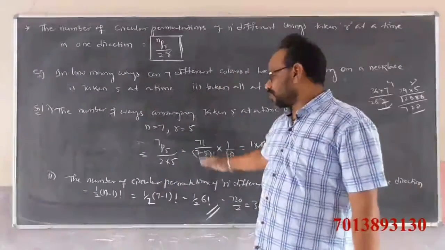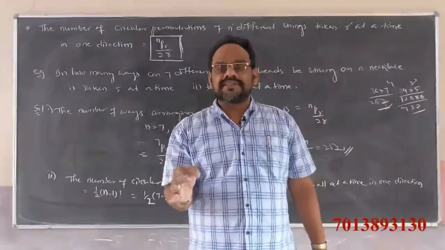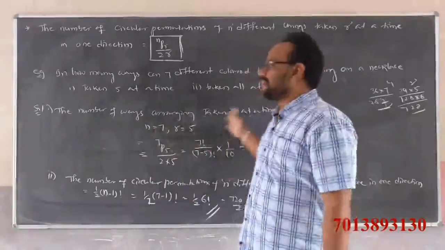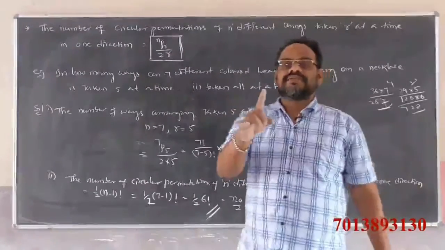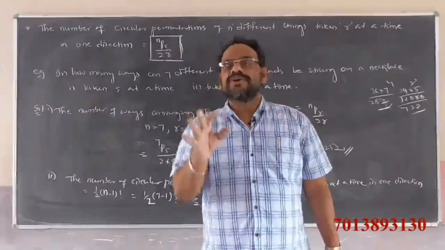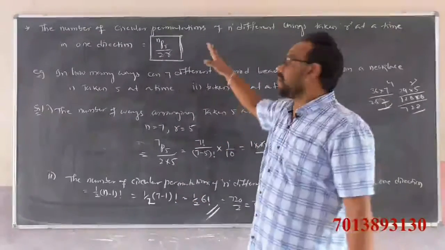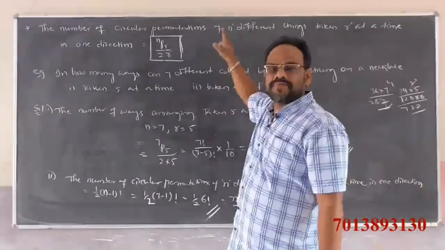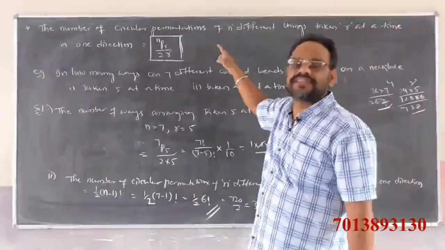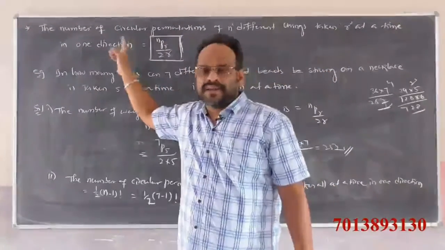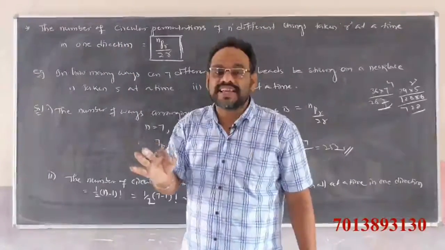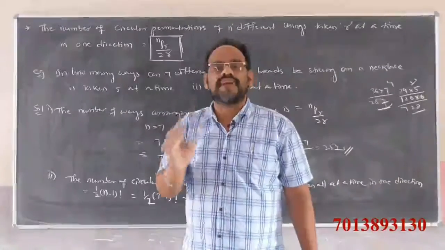Observe, these are two very important formulas for special cases, that is, garlands of flowers and beads of a necklace. We consider only one direction. In these special cases, the number of circular permutations of n different things taken r at a time is nPr by 2r, and taken all at a time is half of (n minus 1) factorial.